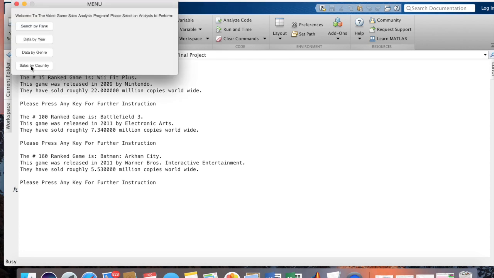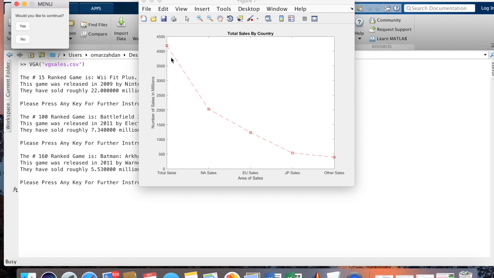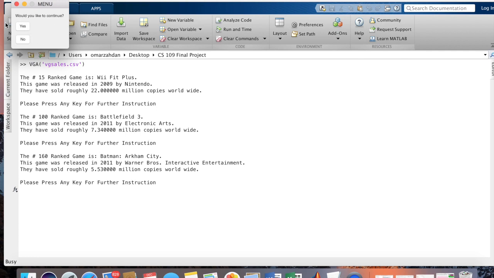And then we go by sales by country. We open that, and it gives us a line graph of the total units. Here the total sales were around 4.2 billion units of games sold, including all countries like North America, Europe and Japan and other sales. And basically that's it. We exit from that, and after we're done with all the searches, we just say no, and it tells us goodbye, and that's our analysis basically.